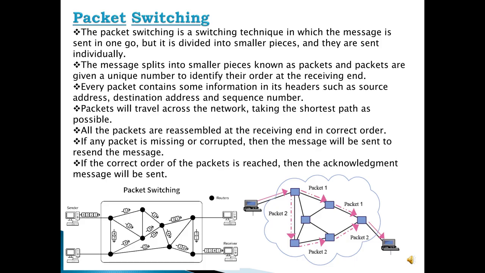Every packet contains some information in its headers, such as source address, destination address, and sequence number. Packets will travel across the network, taking the shortest path possible. All the packets are reassembled at the receiving end in correct order. If any packet is missing or corrupted, then a message will be sent to resend it. If the correct order of packets is reached, then the acknowledgement message will be sent.